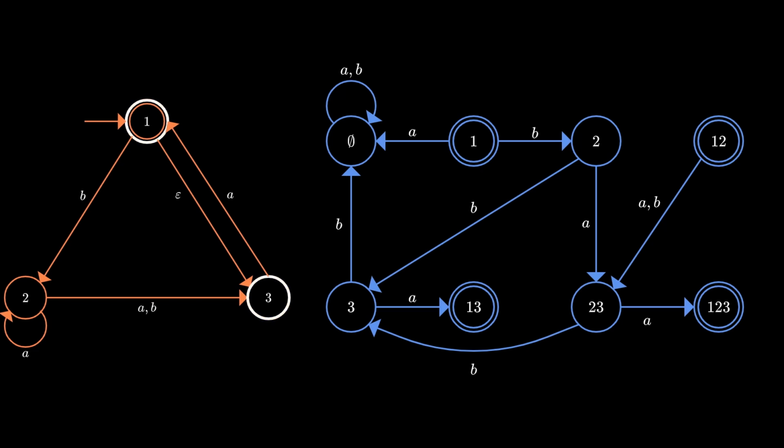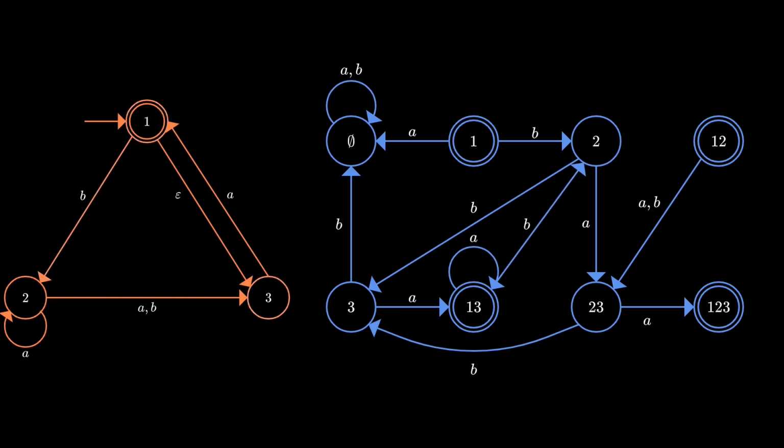Next, let's look at state {1,3}. When given an input of A, state 1 will go nowhere, and state 3 will go to state 1, which by epsilon will also go to state 3. So we continue in state {1,3}. When given an input of B, state 1 goes to state 2, and state 3 goes nowhere. So we will transition from {1,3} to state 2 given B.